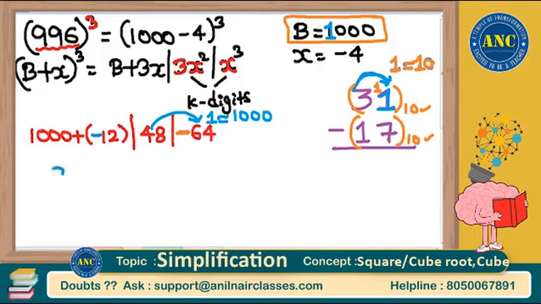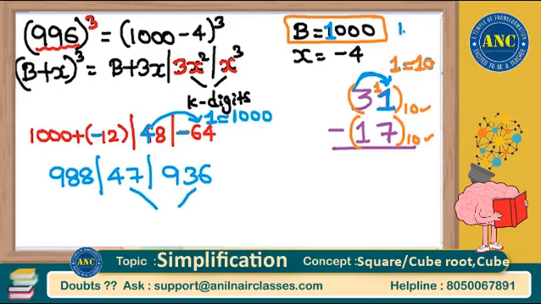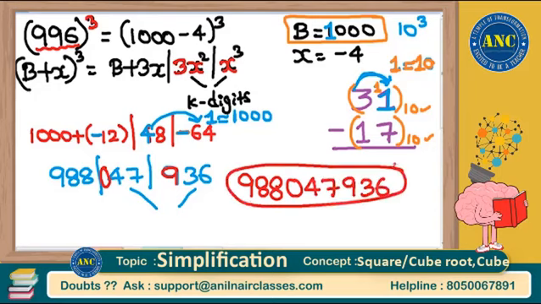1000 minus 12, it is 988. If I borrow 1 from this person, it becomes 47, and here I have 1000. 1000 minus 64 is 936. Last two places should have k digits. 1000 is 10 power 3. It should have 3 digits. That means this last position already has 3 digits. 47, write it in 3-digit format. Final answer is 988047936. This should be my final answer. Whenever you are taking borrow, 1 borrow is equivalent to 1000 in this question, because the base is 1000.